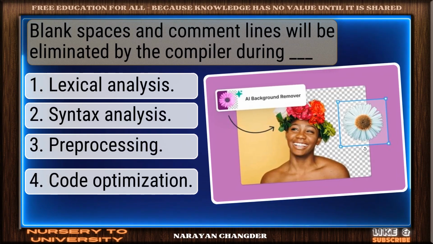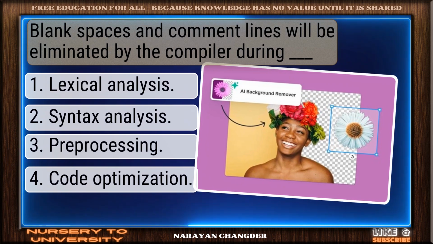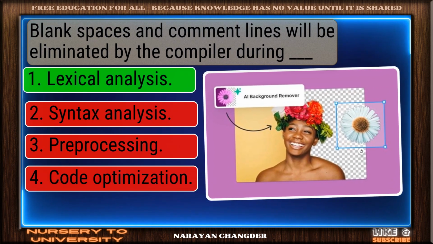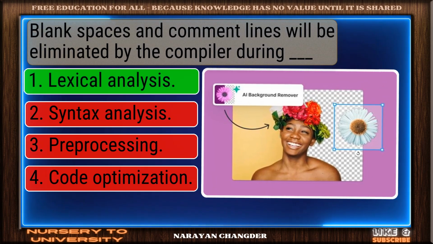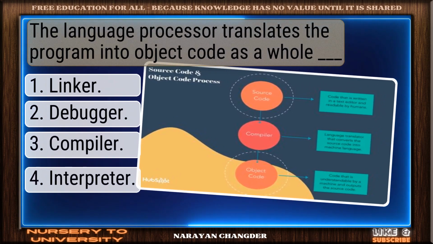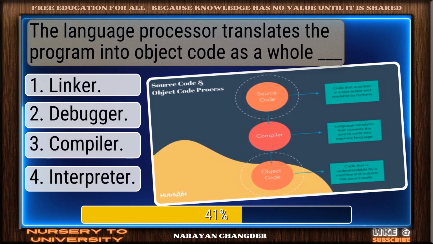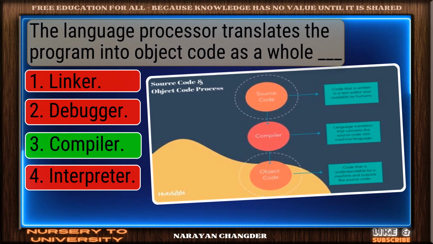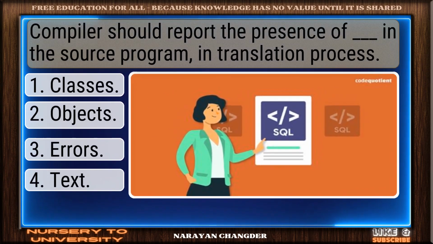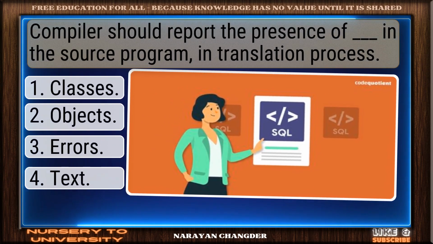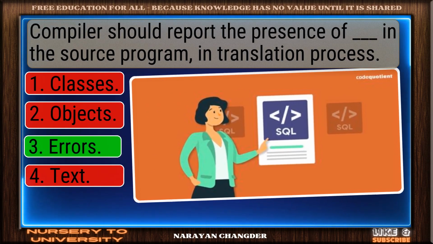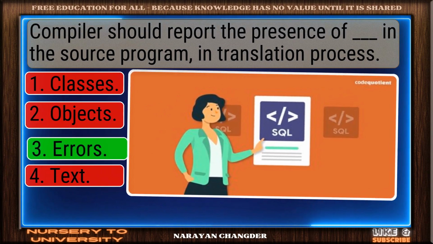Blank spaces and comment lines will be eliminated by the compiler during dash. Well done! Lexical analysis is right. The language processor translates the program into object code as a whole dash. Right again. Compiler is valid. Compiler should report the presence of dash in the source program in translation process. On track. Errors is correct.